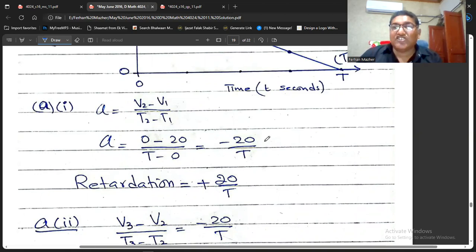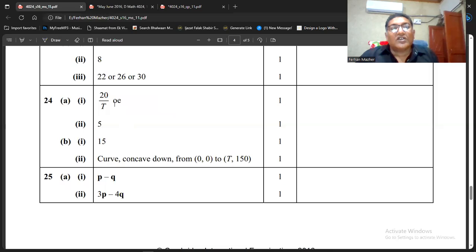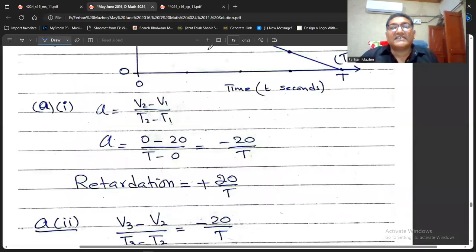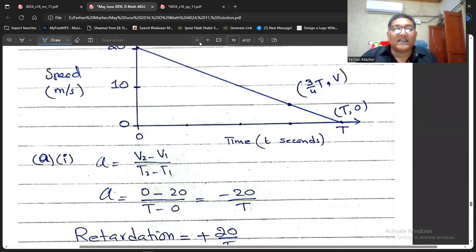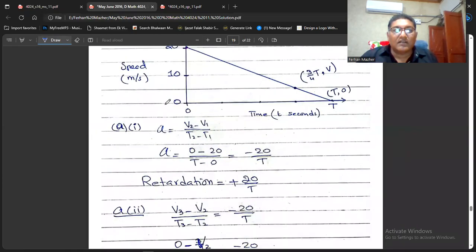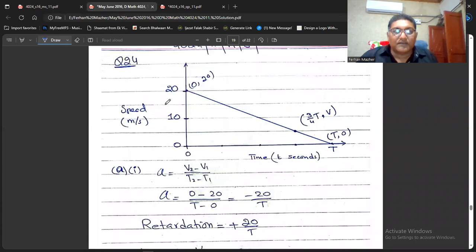Because the word retardation is used, in my final answer I will not write the negative sign, because retardation means negative. So the final answer is 20 by t. 20 by t is the right answer, sir. I hope you understand. This is the basic diagram, this diagram I'm using.